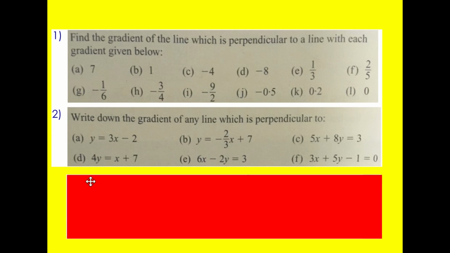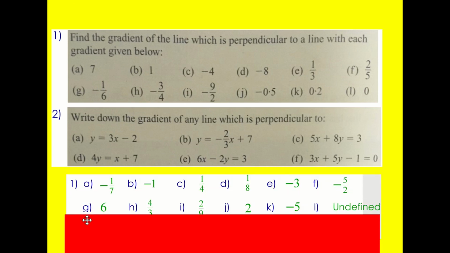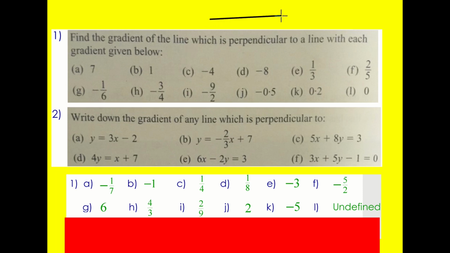I'm going to show you the answers now. So for number 1, we just take the negative reciprocals. This is what we get. Minus 0.5 is minus a half, so it would become 2. Just be careful when it's decimals. You have to convert it to fractions. So k, you have to realize, is actually 2 over 10, which is 1/5, and then that becomes minus 5 with the negative reciprocal. Just one to be aware of is 0. If you've got a horizontal line with a gradient of 0, then actually the gradient of the perpendicular line, sometimes we say it's infinite, but really it's better to say it's undefined.